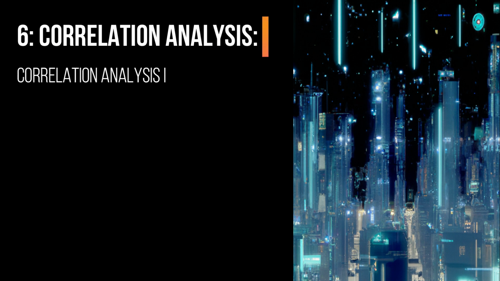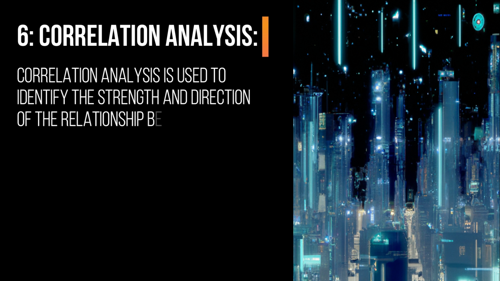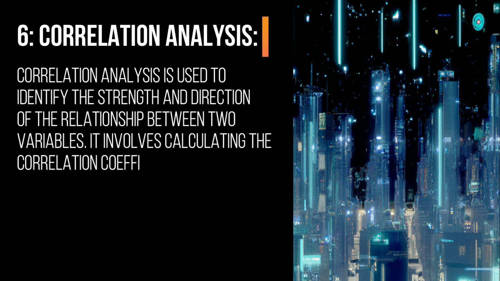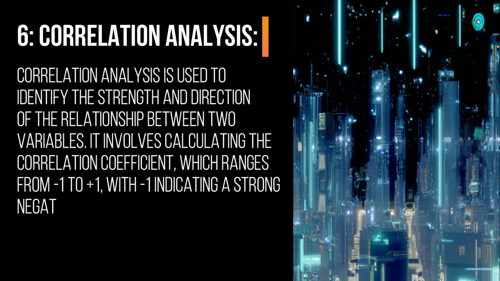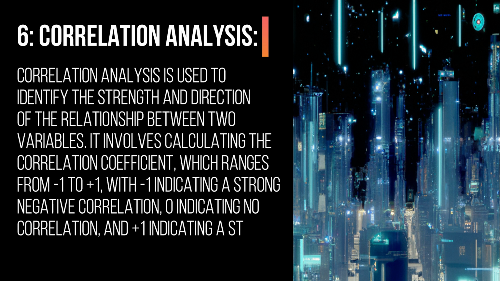Correlation analysis is used to identify the strength and direction of the relationship between two variables. It involves calculating the correlation coefficient, which ranges from minus 1 to plus 1, with minus 1 indicating a strong negative correlation, 0 indicating no correlation, and plus 1 indicating a strong positive correlation.